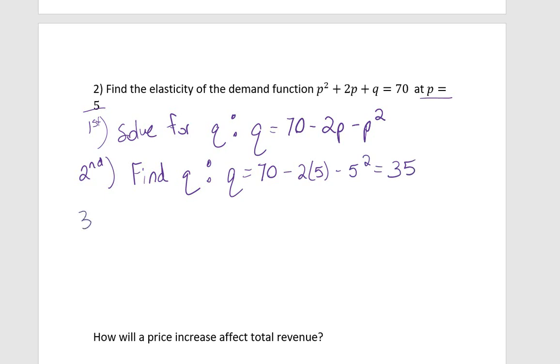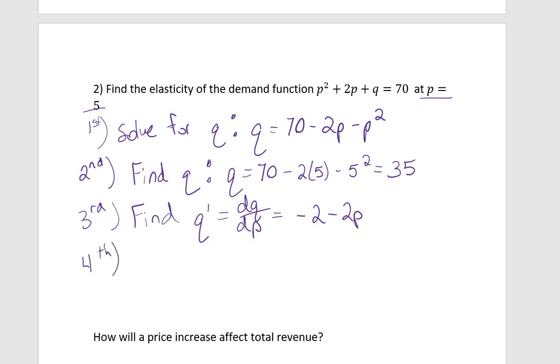Okay, now we're going to go on to the third step, which is that we want to find q prime, which, remember, that's the same thing as dq over dp, which in our case is going to be negative 2 minus 2p. And now the fourth step is that we want to plug it all in.